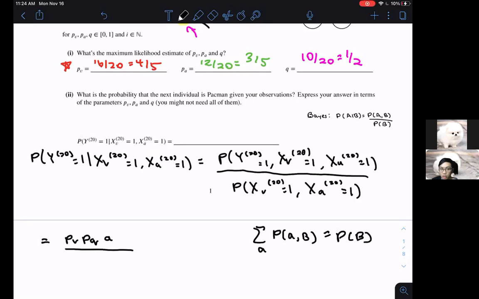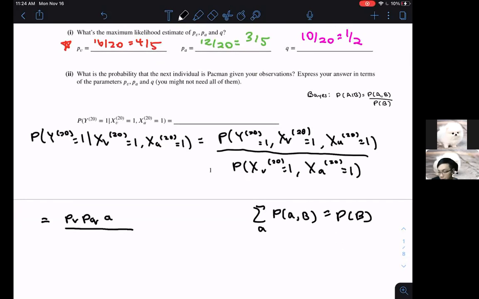So I can do the same thing here, where I can sum out the variable y20, and then just get the probability in terms of xv20 and xa20. So doing that, what that means is, for one case, I have PV times PA times Q. This is not a Q, this is an A. PV, PA, and Q. So that's the same as the top, plus what happens in the case where y is not equal to 1.